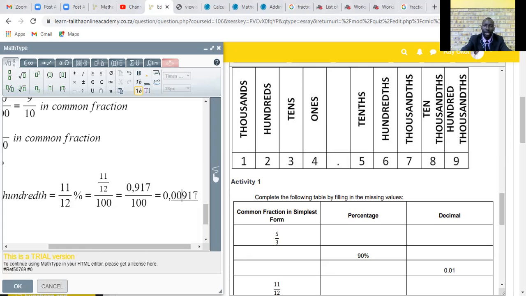And that will be the value in what? In decimal fraction. So in percentage, it is what? It is 0.917 percent. Or let me even write it here. That is 0.917 what? Percent. Then now we can break it down into this.